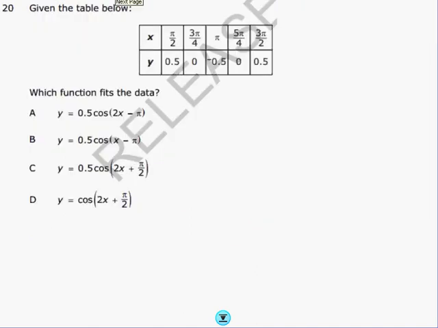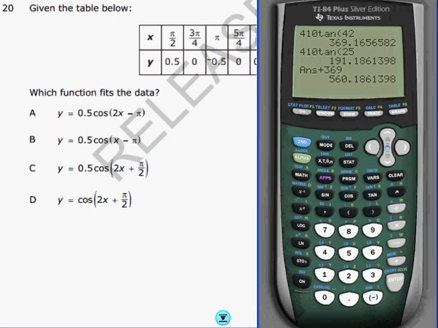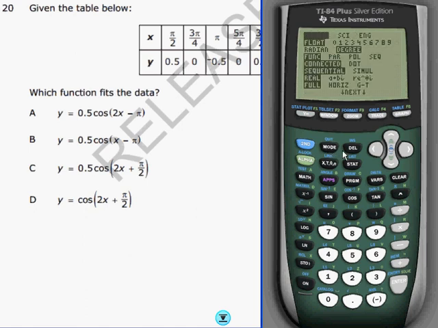Given the table below, which fits the data? All right, there's two ways to do this. One is we can plug in the x's and see if we get the right y, or the other way to do it would be to plug this data in and run a sine regression. So let's try, I think the easiest way would be just plug in the information. Okay, so I'm going to do 0.5. Oh, by the way, since we're talking pi here, now we have to make sure we're in radian mode, not degrees.